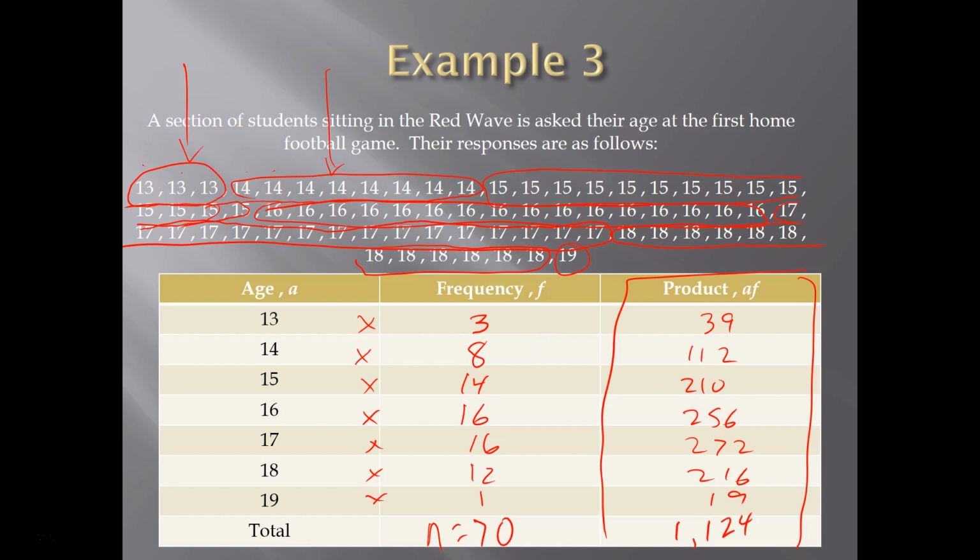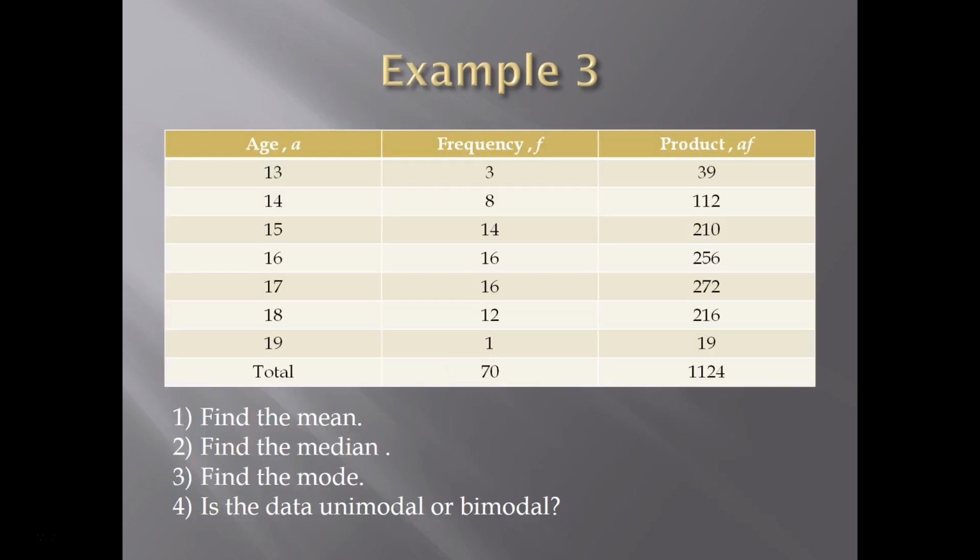If I asked you to find the mean before you sat down to look at this, you would probably look at this overwhelming amount of numbers, 70 different numbers, and go, oh my gosh, I don't want to add those. And I wouldn't blame you. Remember, finding a mean means you have to find the sum and then divide by n, the number of data values.